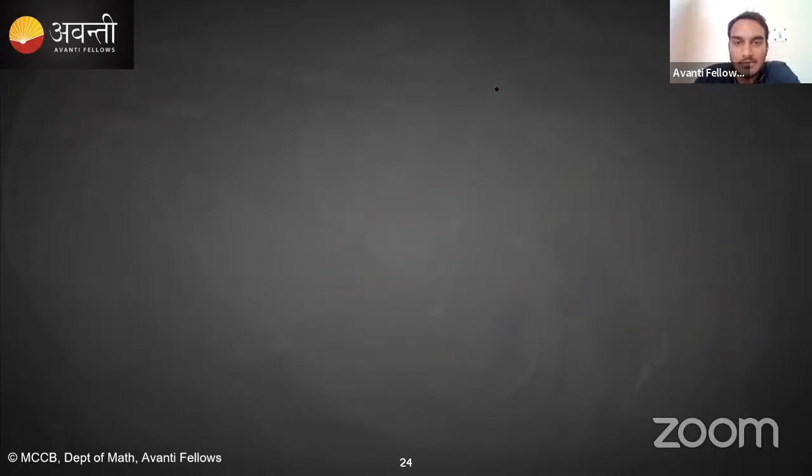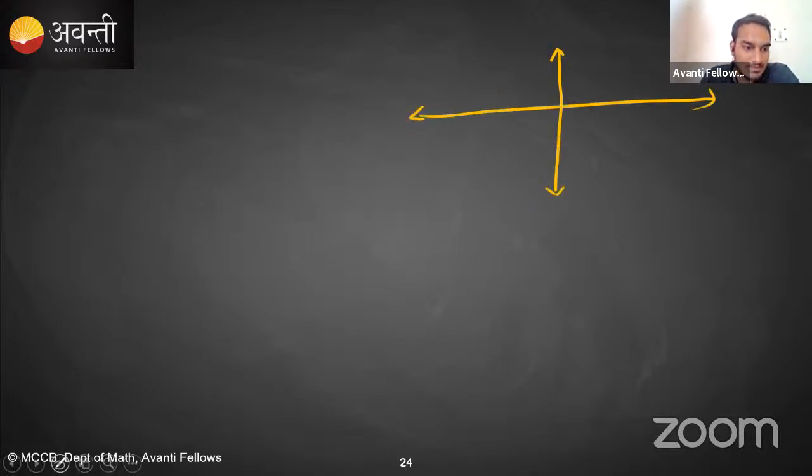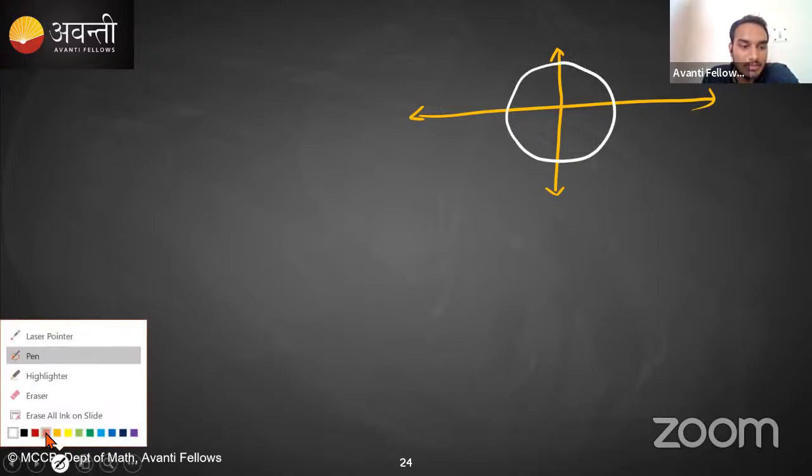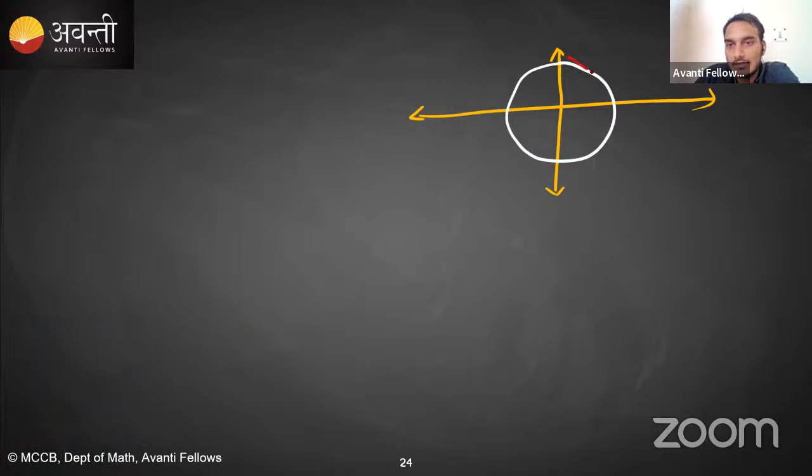So first of all, let me write this down again. Let's say this is my circle. One of the slopes is 1 and another slope is minus 1, right? So let's say like this. Let's say this is the point B, this is the point A, and this is the point 4, 0. Is this clear, students?